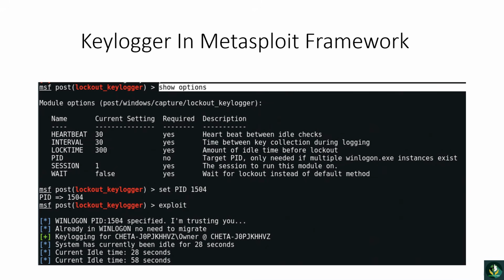Lockout keylogger automatically finds the WinLogon process and migrates to it. The program then begins to monitor the remote system's idle time. At about 300 seconds of idle time, lockout keylogger tries to lock the user's desktop remotely. Sometimes it fails and tries to lock it again. So lockout keylogger has successfully locked the workstation and begun looking for keystrokes, as you can see.